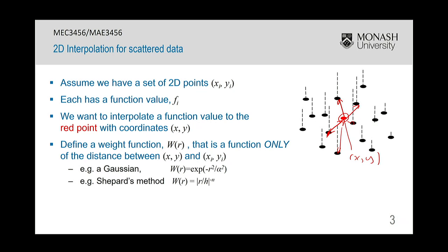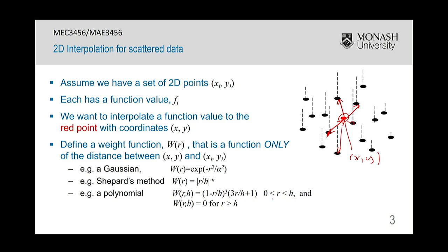There's a method known as Shepard's method, where the kernel is equal to the radius divided by some kind of smoothing length h, and all of that is raised to the power of negative n. So we can see already that this one is singular when the radius is equal to 0. Or various kinds of polynomials.